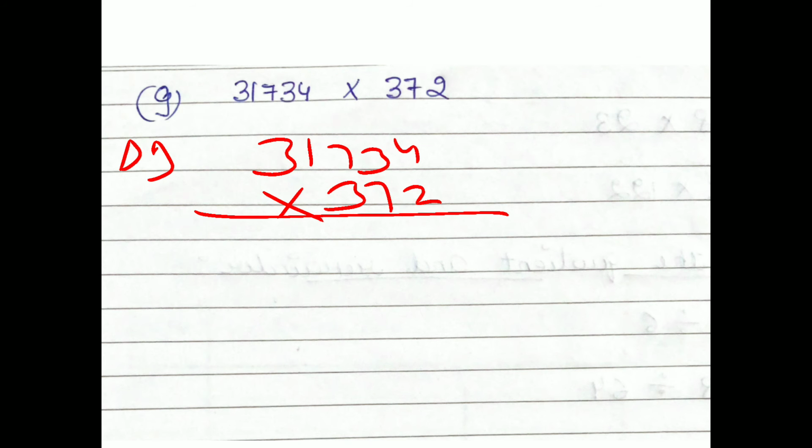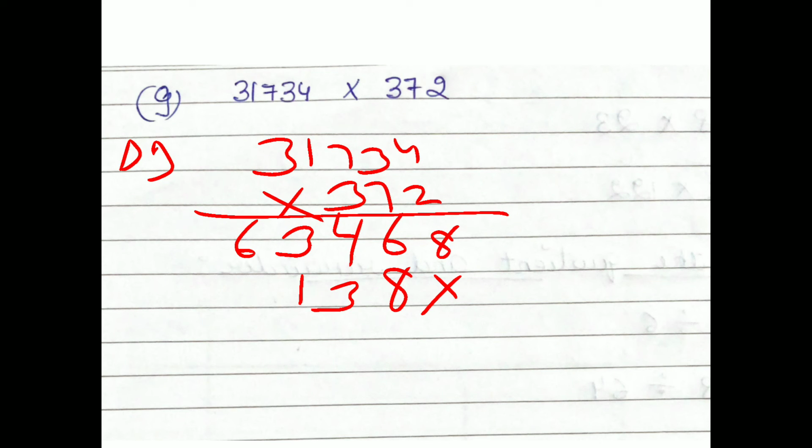Now I do G part for you. 2 4s are 8. Firstly we do with 2. 2 3s are 6. 2 7s are 14. 2 1s are 2 plus 1 3. 2 3s are 6. Now we do with 7. 7 4s are 28. 7 3s are 21. 21 plus 2 is 23. 7 7s are 49. 49 plus 2 is 51. 7 plus 5 is 12. 7 3s are 21. 22.